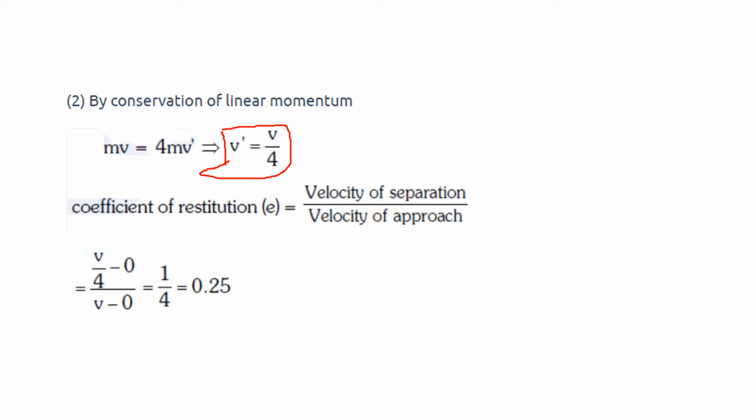Now we know the formula for the coefficient of restitution, that is velocity of separation upon velocity of approach, right? So the velocity of separation is equal to v by 4 minus 0, and the velocity of approach is equal to v minus 0. Dividing these two, we get 1 by 4, which in decimal is equal to 0.25. Hence the answer is 0.25.